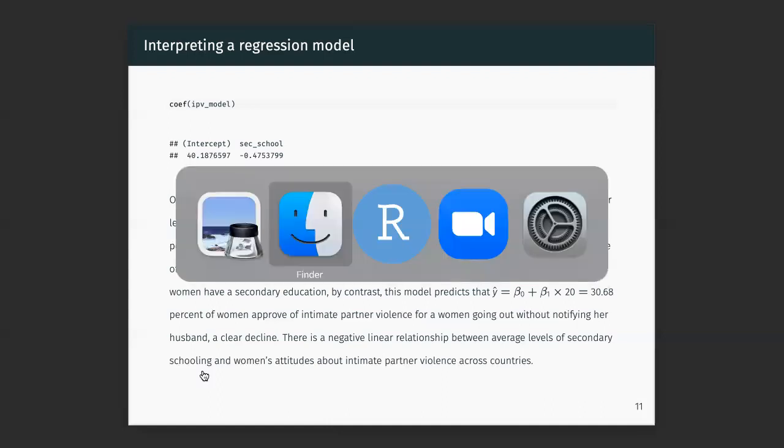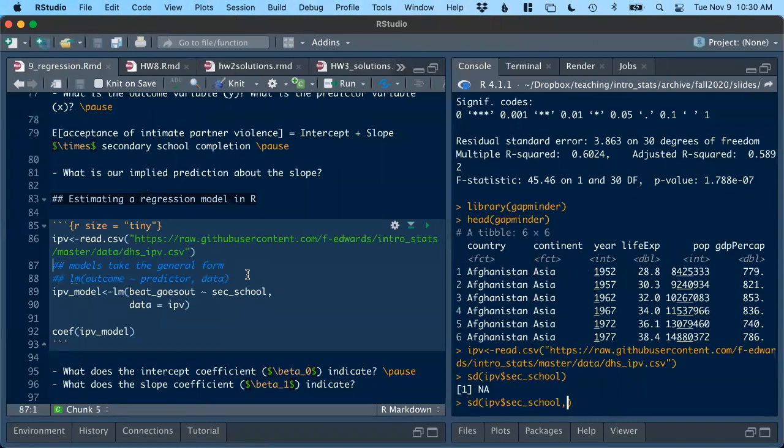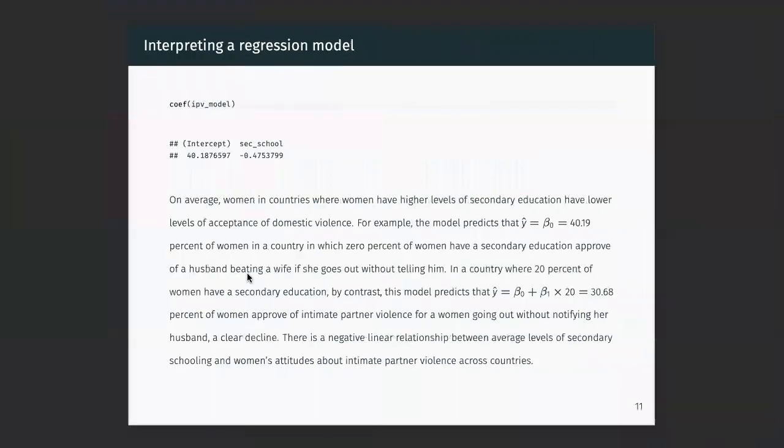In this case, let's see what the standard deviation of the data is. There's missings. The standard deviation of the data is 15.6. So my 20 is not far off from that. That means on average, countries are 15.6 points away from each other. And we can think of a one standard deviation increase as being a pretty good difference between one country and another. But in this case, I'm just going to arbitrarily pick 20. My hypothesis is that more secondary schooling means less toleration for intimate partner violence.